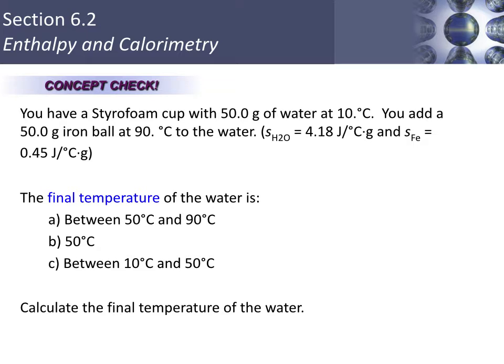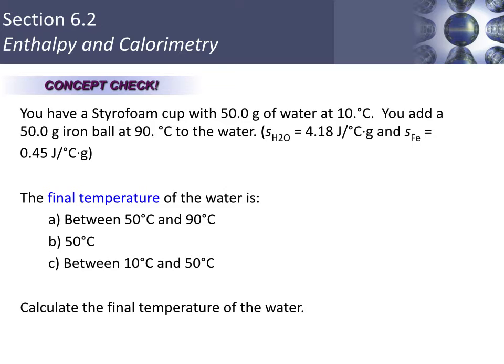Here is another problem. Now we have a cup and we have 50 grams of water at 10 degrees Celsius, and we're adding a 50 gram iron ball at 90 degrees Celsius to the water. The specific heat of water is 4.18, and the specific heat of the iron ball is 0.45. How would you figure this out? Go ahead and pause it.